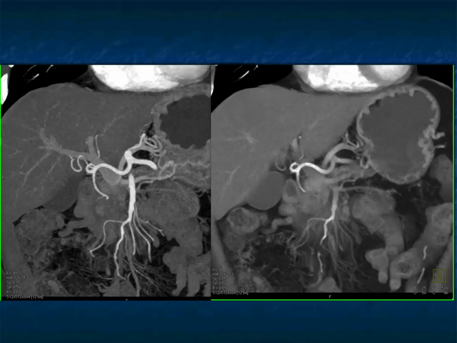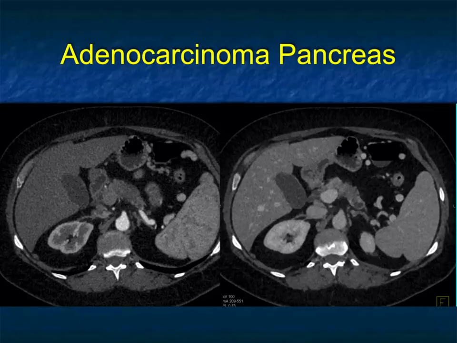And here it is on the 3D reconstructions with MIP and volume rendering. We look carefully at the vessels. We present these images to the surgeon as they plan operations. Another example, dilated pancreatic duct. Here's a subtle mass, but you can see the textural change.